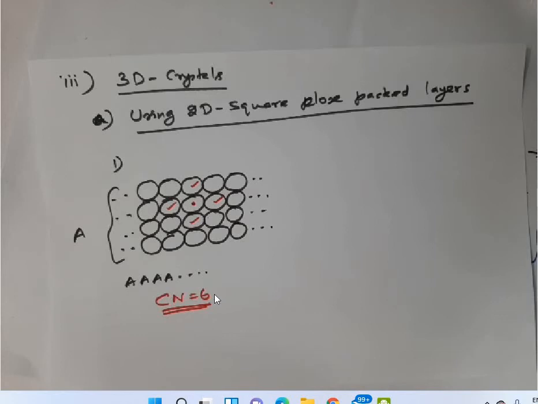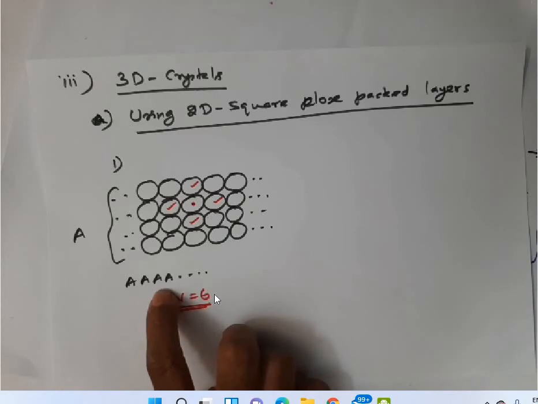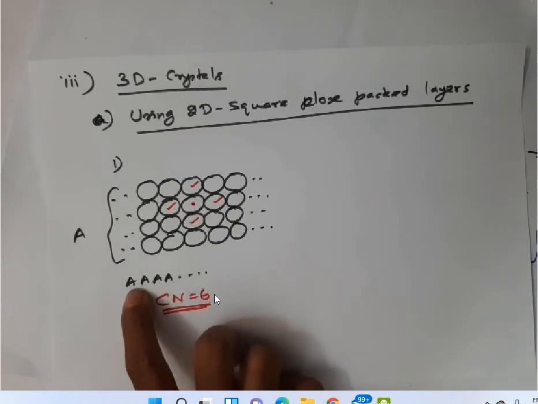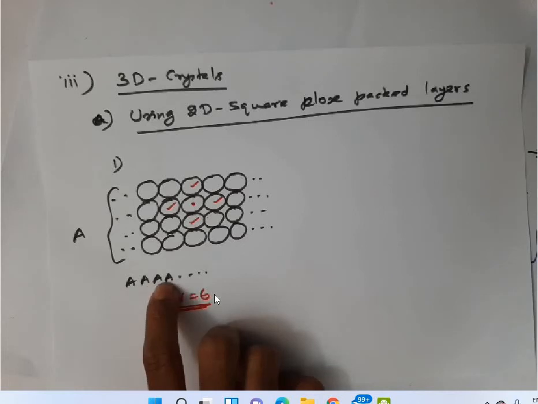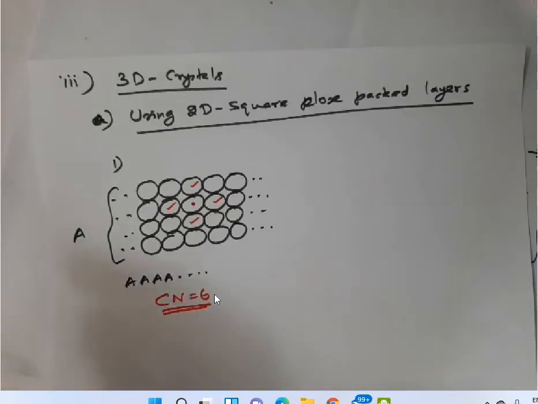So the coordination number is 6 in the case of A type arrangement. Listen, students, here A represents layers. A is the first layer, another A is the second layer, another A is the third layer, like that. So I'm saying that A type arrangement in a 3D crystal means each A represents one layer, and all the layers are similar. That means the top layer coincides with all other layers. If you look from the top, only the top layer atoms are visible to you. Below layers are not visible because they eclipse with the first layer atoms. Are you able to follow?